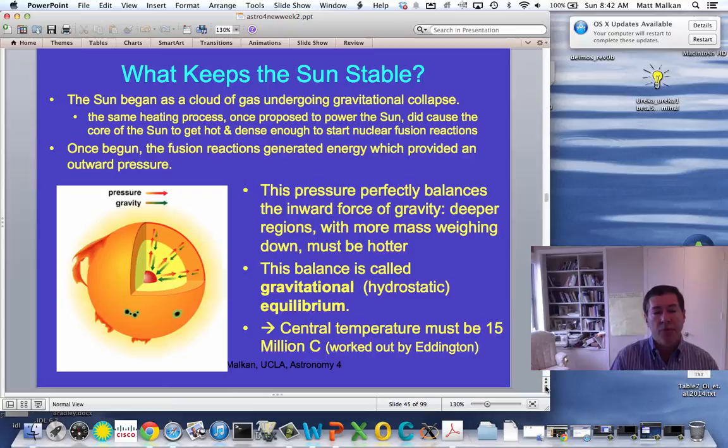The equilibrium we're looking for here, that is found in just about every astronomical object in the sky, whether it's Jupiter, whether it's a planet, whether it's the moon, whether it's the sun, whether it's any star, in any galaxy, the balance between the inward force of gravity and the outward force of pressure is called gravitational equilibrium. In the old textbooks, we used to call it hydrostatic equilibrium, which is just a jargon term for astronomers that confuses the issue. Well, what is the outward force of pressure in the sun?